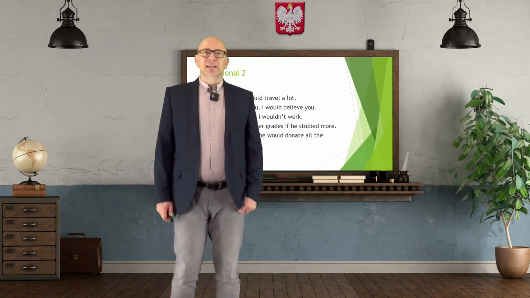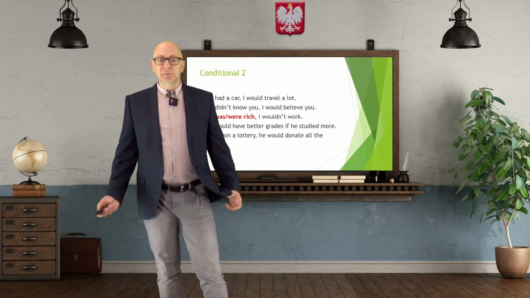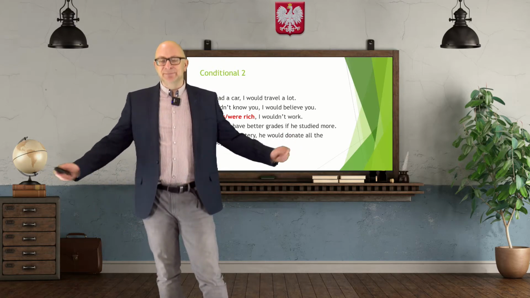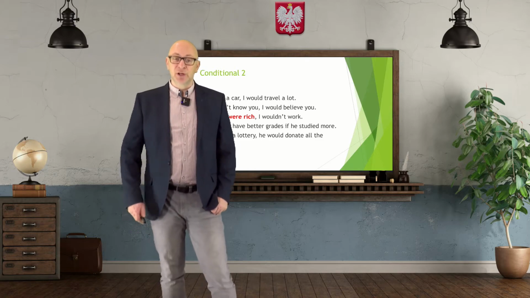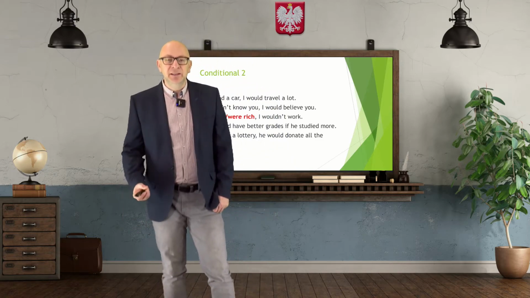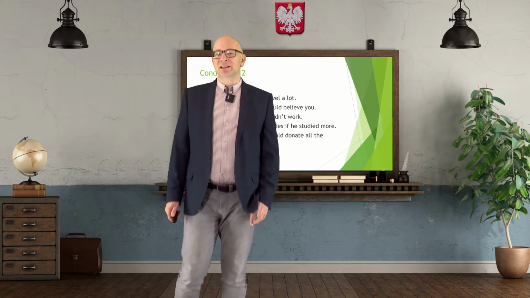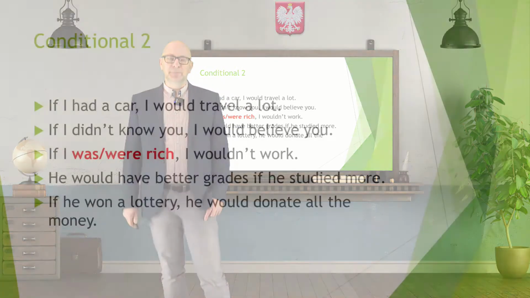So let's take a look at some examples. If I had a car, I would travel a lot. Gdybym miał samochód, dużo bym podróżował. Teraz. Czyli odnosi się to do teraźniejszości. And again, you can see after if you have past tense, if I had a car. In the other part of the sentence, you have would plus infinitive. I would travel.